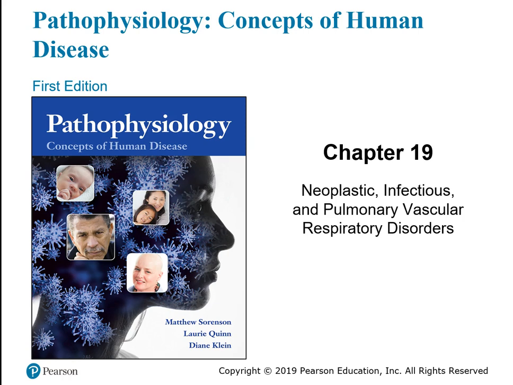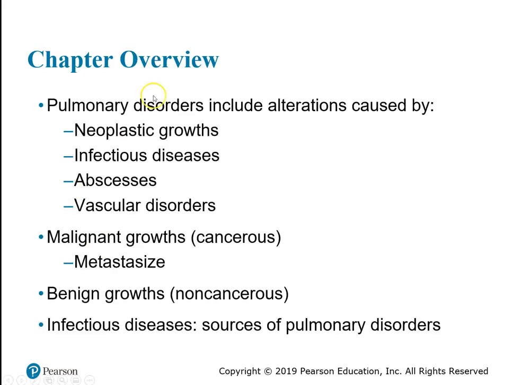Again, we should know that cystic fibrosis is not a neoplastic or an infectious disease, okay? All right, so this whole chapter is talking about pulmonary disorders that are caused by things like growths, right? Neoplastic growths. We talked about neoplasms before in our general cancer chapter. Infectious diseases. Okay, we'll talk a little bit about that. Abscesses and other vascular disorders. Like I said, I'm just going to give you a bit of an overview and hit a few of the main, more common types of diseases.